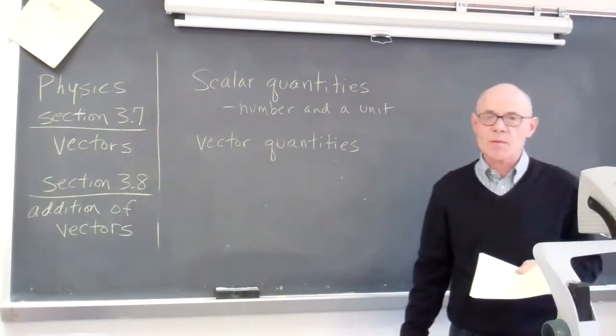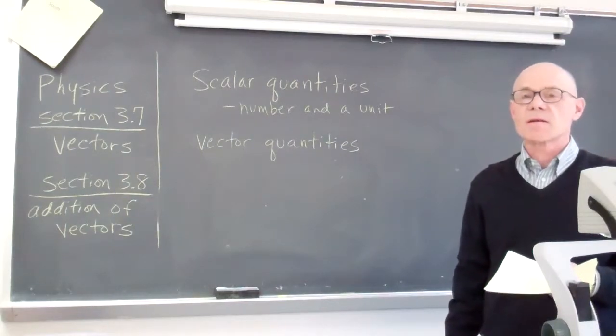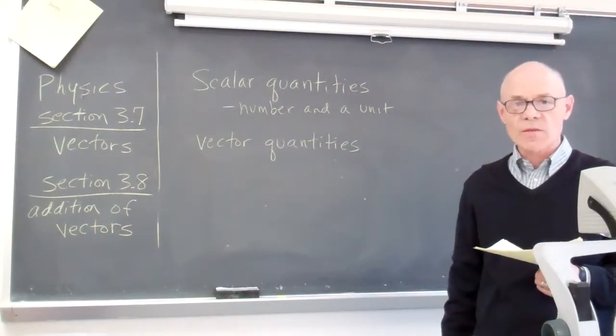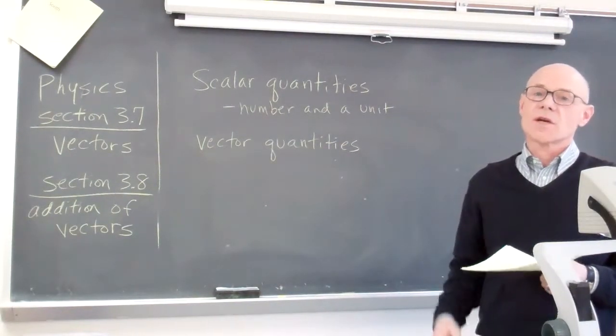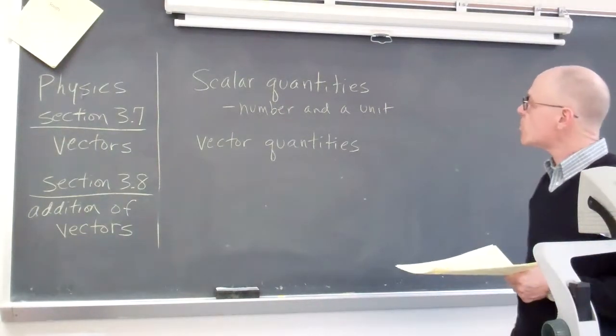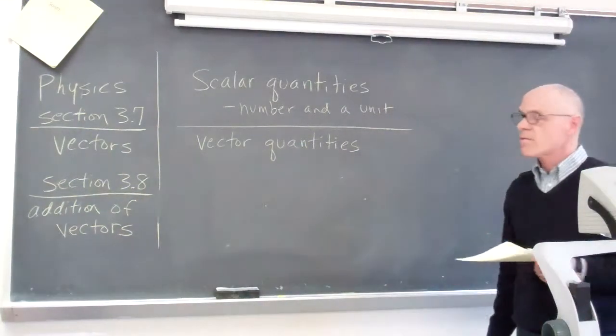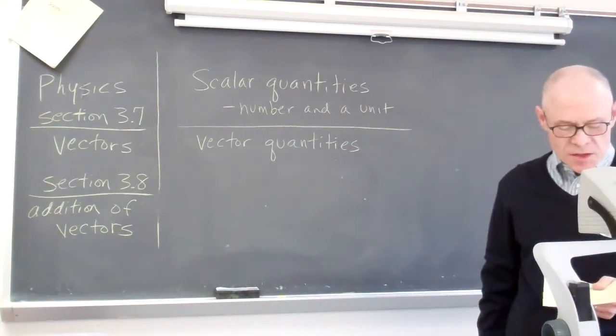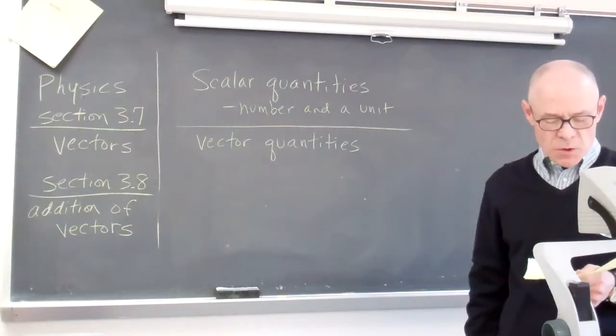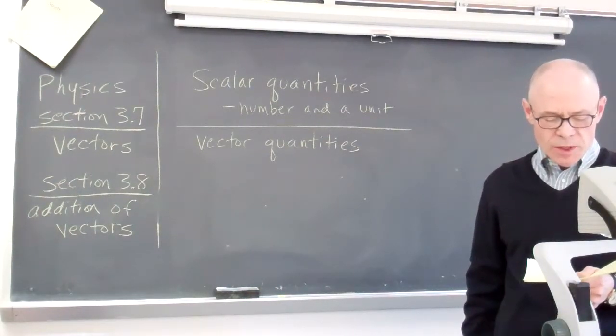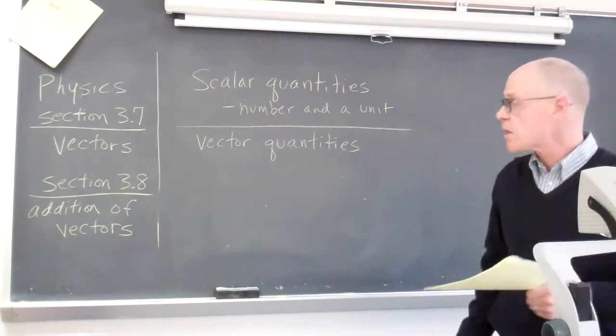Typical examples of a scalar quantity would be like 4 gallons, 12 feet, 3 inches, a number and a unit. So that's very common. Then we have vector quantities. Vector quantities differ in that they not only include a number and a unit, but also a direction.